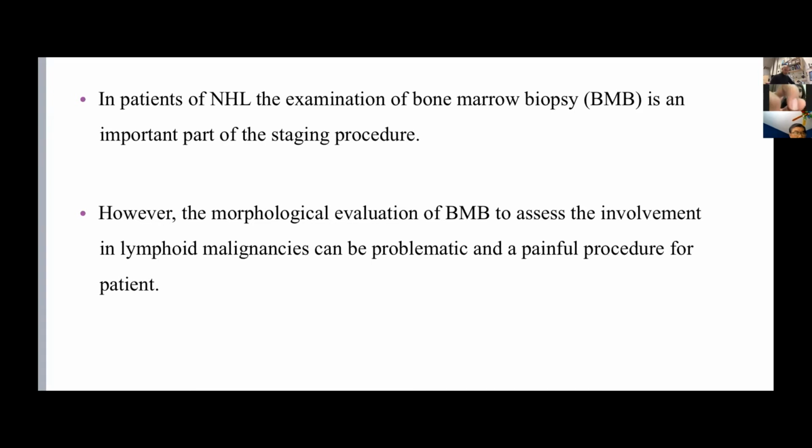The morphological evaluation alone of the bone marrow to assess the involvement in lymphoid malignancy can be problematic at times, because morphology alone cannot subtype all the subtypes of lymphomas. Also, it can be a painful procedure for the patient. A lot of patients here are non-compliant. It's a painful procedure, so they usually do not provide consent for that.